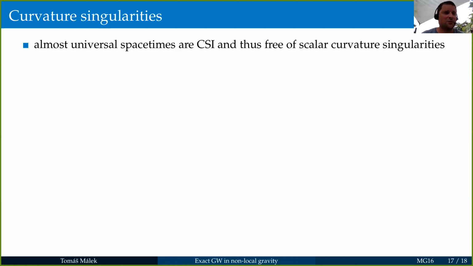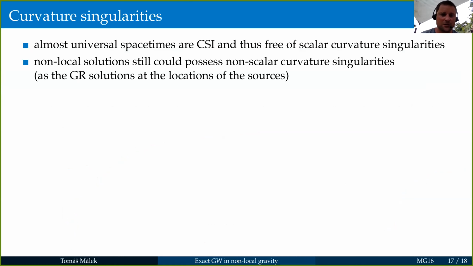But the question is whether they are also free of the curvature singularities. The almost universal spacetimes, as I already mentioned, are CSI, which means the scalar invariants are constant, and therefore they are free of scalar curvature singularities. But they can still possess so-called non-scalar curvature singularities, which happen in the GR case.